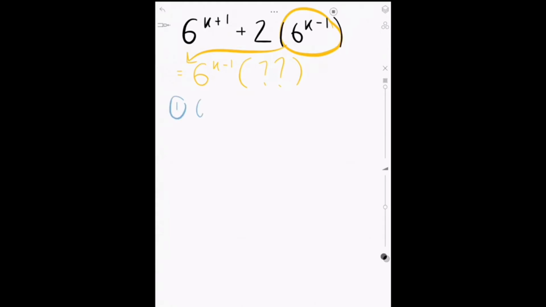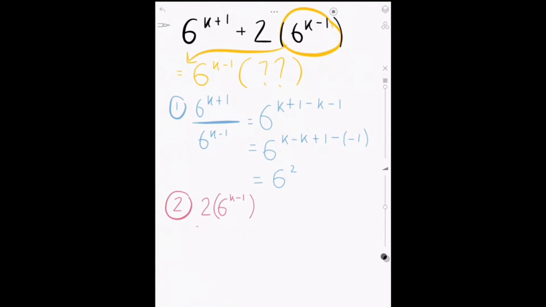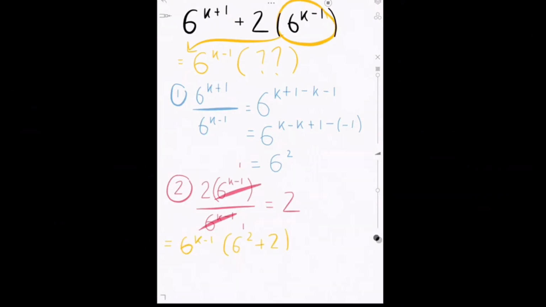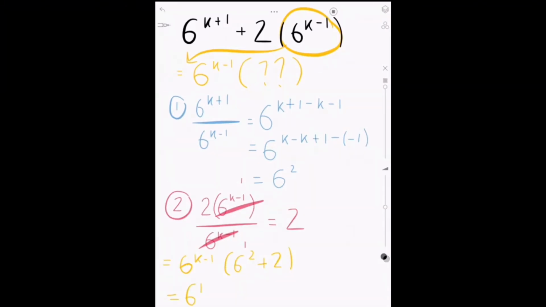First, we divide 6 power of k plus 1 by 6 power of k minus 1. Then we will get 6 power of k plus 1 minus k minus 1. Then we just evaluate the power, and we will get 6 square. Then we divide 2 bracket 6 power of k minus 1 by 6 power of k minus 1. This we can just cut, so what's left is 2. There you go. In the bracket we will get 6 power of 2 plus 2. After that, we simply sum up the numbers in the bracket. Our final answer is 6 power of k minus 1 bracket 38.